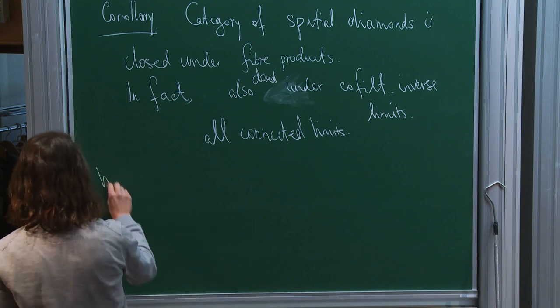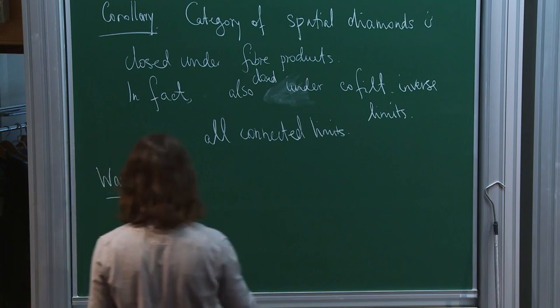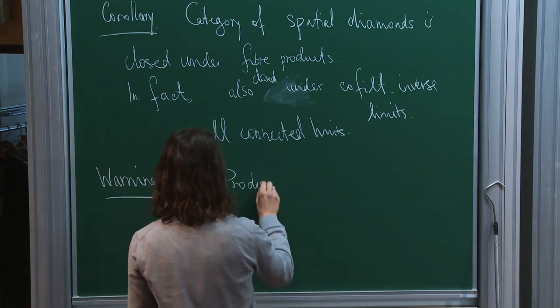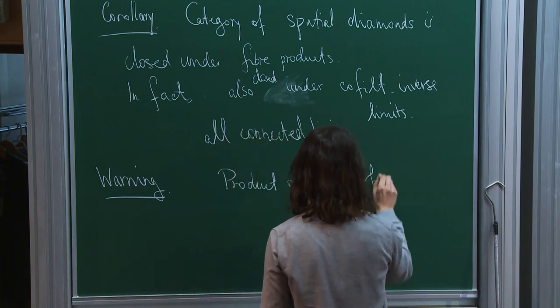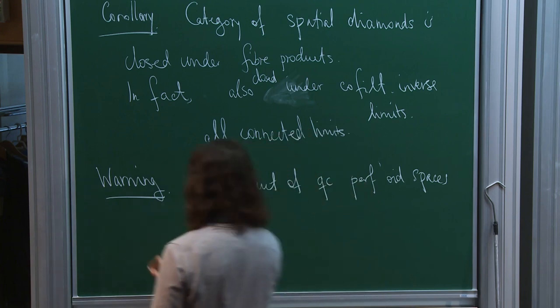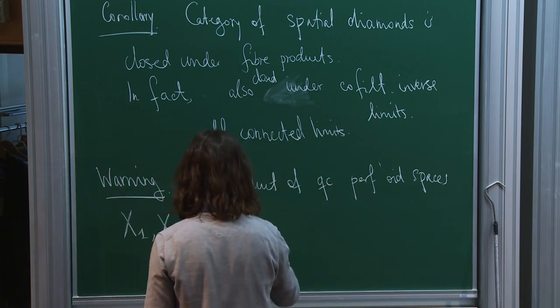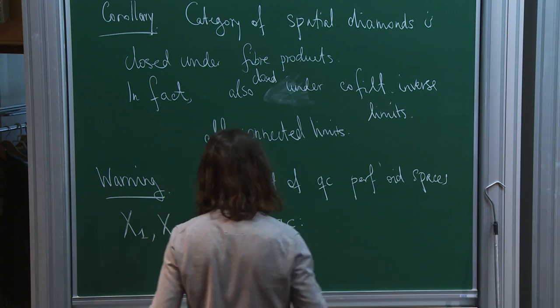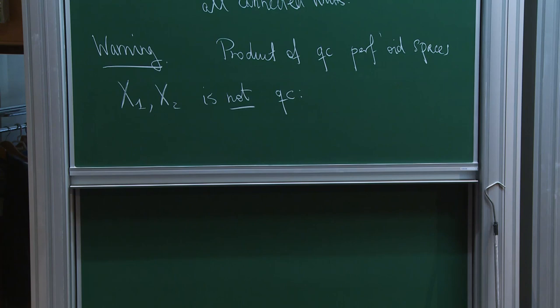So yeah, maybe I should make this general warning, and should have done much earlier. A product of quasi-compact perfectoid spaces X1, X2 is not quasi-compact, in I think all cases, except for maybe one of them is empty.